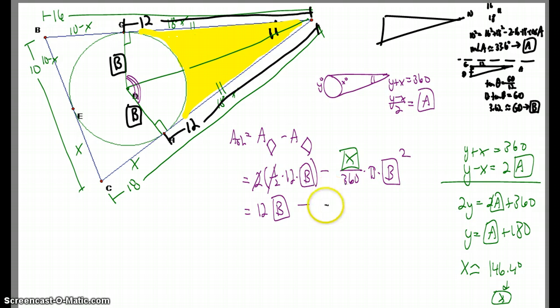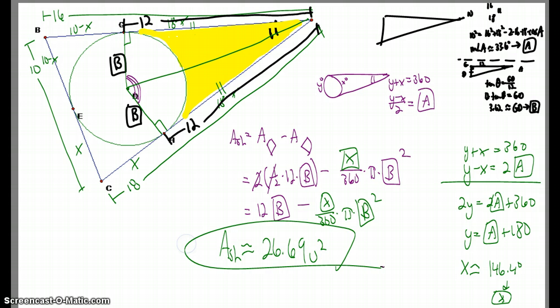Put that into this formula, so we already have the area of the kite minus x over 360 times pi times r squared. Now it's just a matter of going through the calculator. So then plugging that all into the calculator, you get a shaded area of approximately 26.69 units squared.